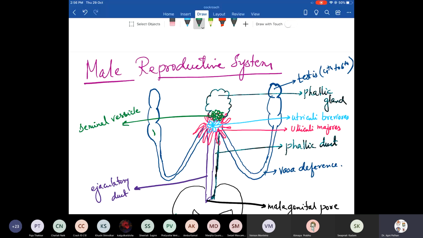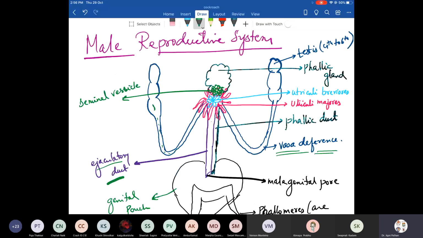What does the vasa deferens do? Vasa deferens carries the sperm from the testis and opens into the ejaculatory duct. This is the ejaculatory duct. The vasa deferens meets the ejaculatory duct through seminal vesicle, that is a gland. Next. Where does this ejaculatory duct open? Ejaculatory duct opens outside by male genital pore situated ventral to the anus, in the genital pouch.